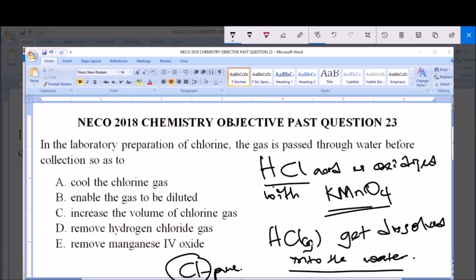But as this reaction passes through water, this water removes the hydrogen chloride, because hydrogen chloride gas is soluble in water, so it dissolves in water, thereby releasing the pure chlorine gas, and this pure chlorine gas is then collected. So the essence of this water is to remove hydrogen chloride gas, which is option D. And this is the answer to this question.